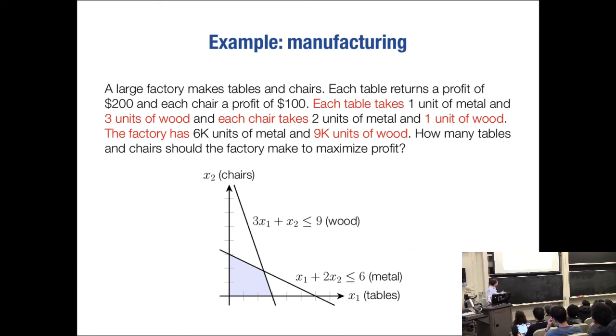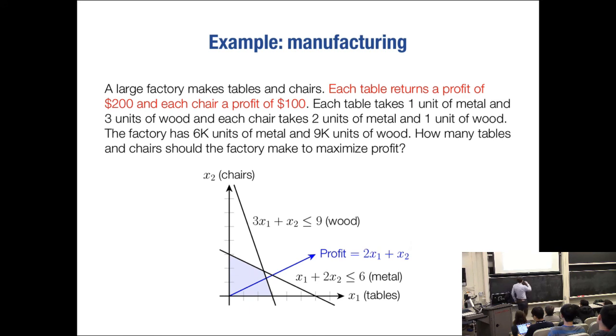Now, the last question is, how do we actually choose a point in that space to operate at? What we have there is that our profit is determined as 2, or in this case 200, I'm just scaling them to make the numbers a little bit nicer, 2 times x1 plus x2, because we make $200 from a table and $100 from a chair.